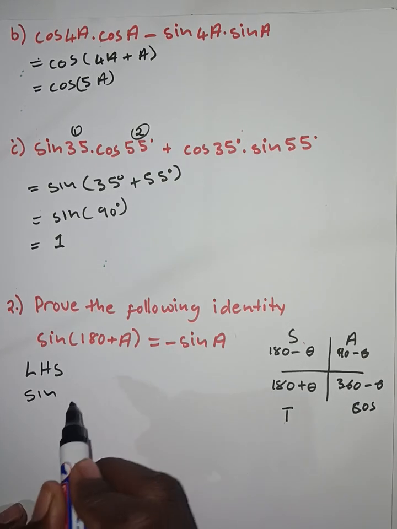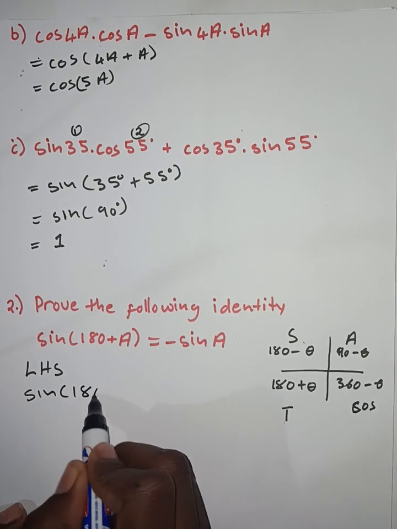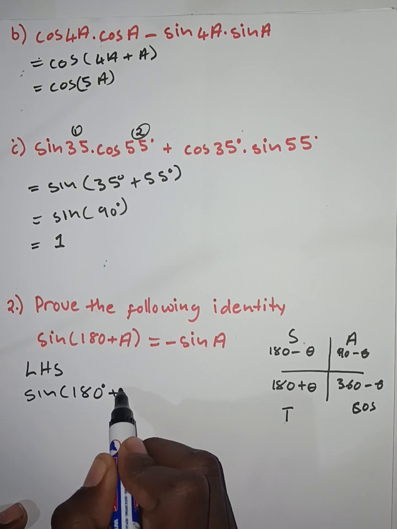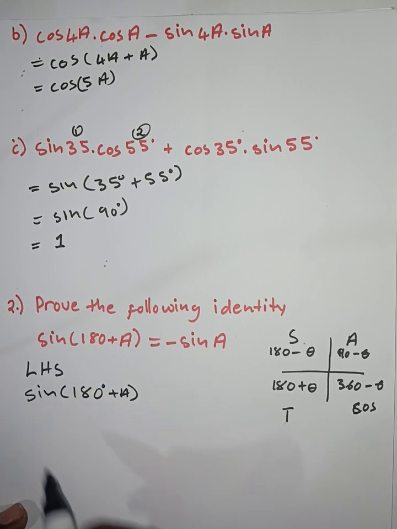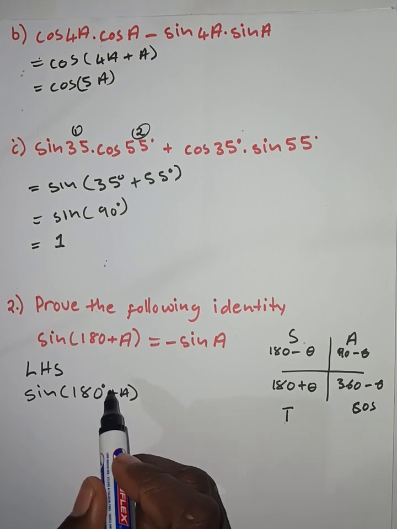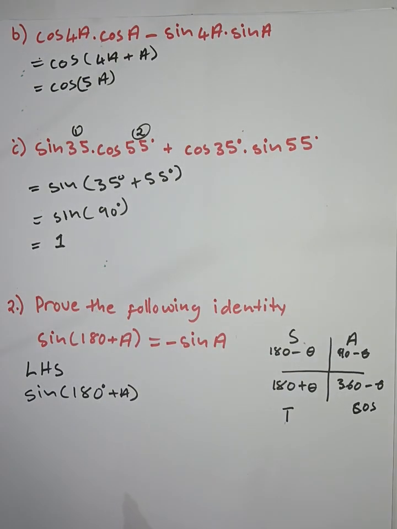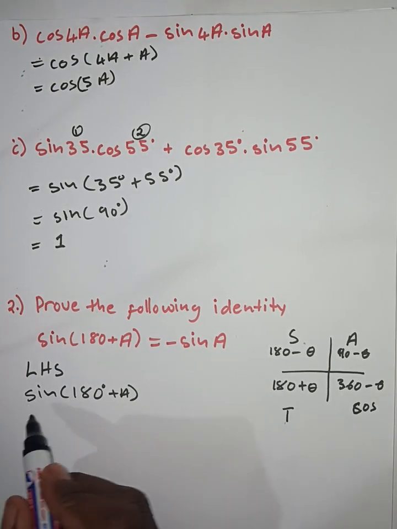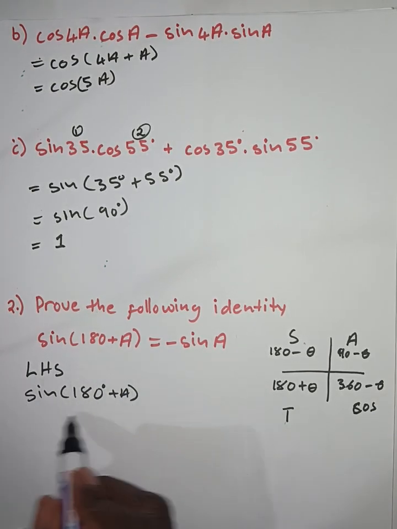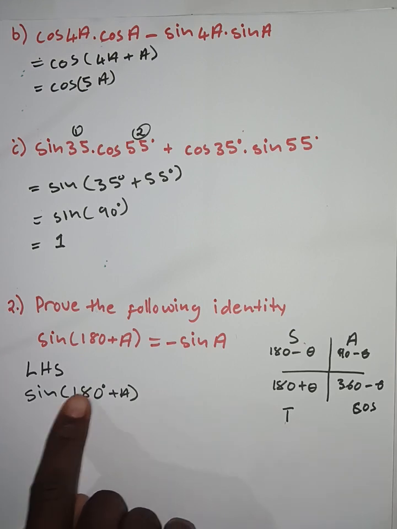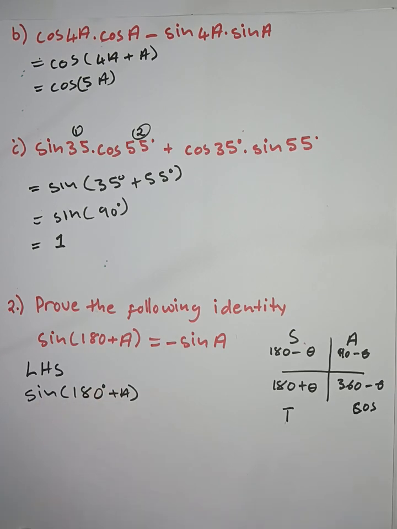So what do we have? We have sine of 180 degrees plus a. Now you might be asking, how are we going to be able to do that? Remember, we have just learned this idea of compound angle identities. So this is actually a compound angle of sine. So we'll use the identity for sine to expand it, if I may put it that way.